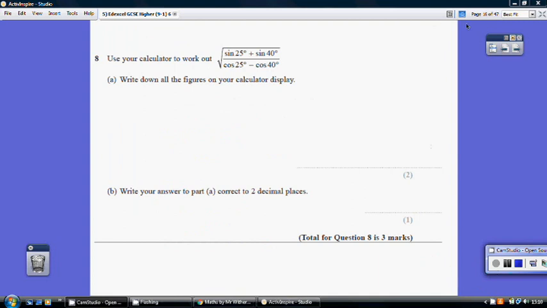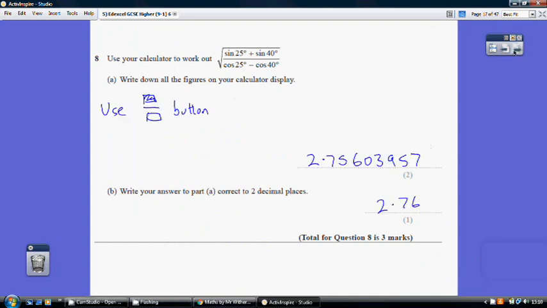Question 8. So I think this is fairly straightforward, especially if you choose to use this fractions button, which is typically about 3 down on the left hand side in your calculator. So do a big square root sign and then press the fractions button.